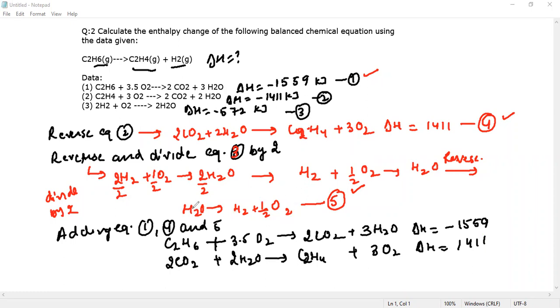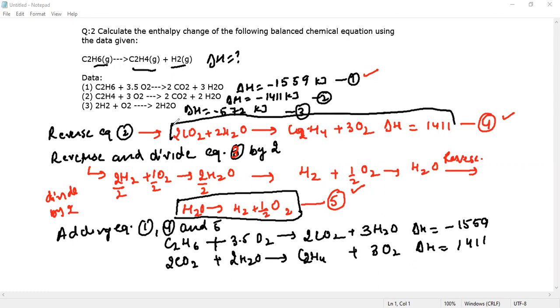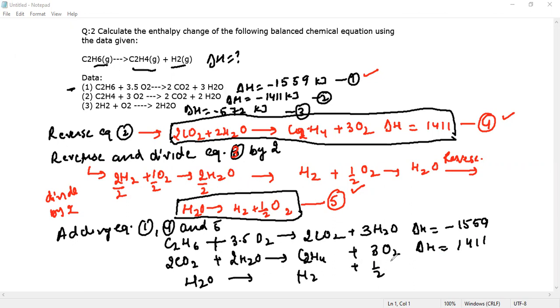This is the one. Okay, so I'll just highlight these for you so that we can easily identify. This is the one equation, this is your another equation, and this is your other equation. So what's the last one? Water becomes hydrogen plus half oxygen. Delta H is, oh, I forgot to write delta H here. Since we reversed and divided it by 2, reversing will give me a positive number, and 572 divided by 2, let's put it in the calculator. We get 286 kilojoules. So these are our 3 equations ready here.